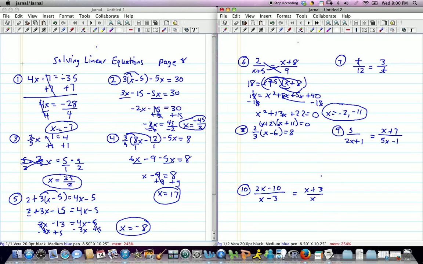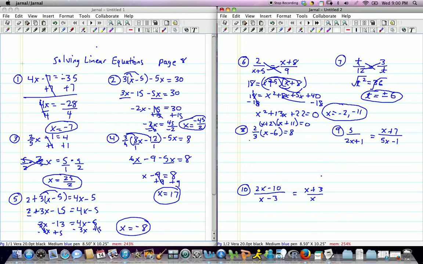If you look at number 7, do the same thing. We cross multiply t times t and 12 times 3. So t times t is t squared. 12 times 3 is 36. Take the square root of both sides to get t by itself. T is equal to plus or minus 6. So you have two answers. You have positive 6 and negative 6 that work here.